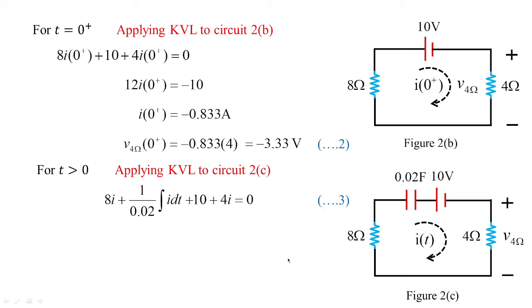Equation 3 is a simple equation. We can easily differentiate with respect to t. Why do we need to differentiate? Because we need to know the value of transient current and voltage. That's why I'm differentiating this equation 3.